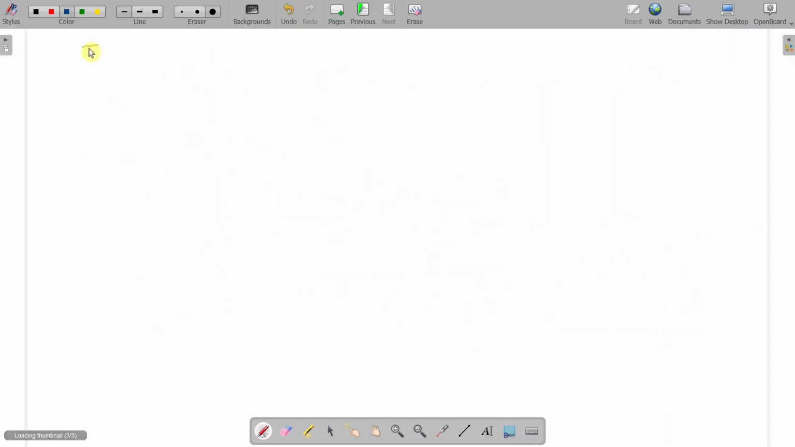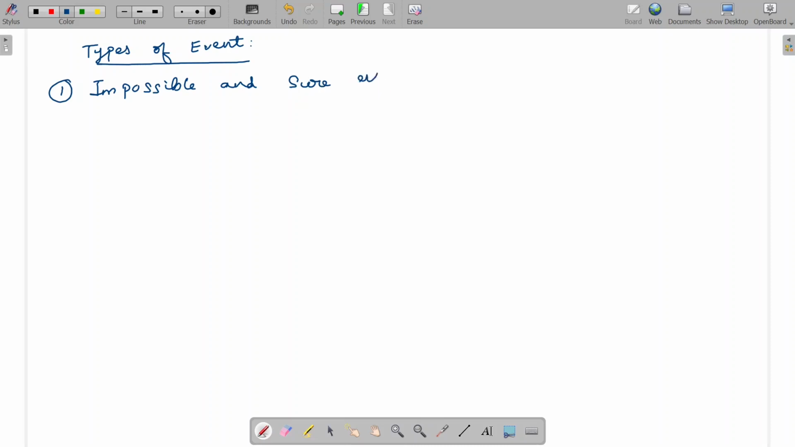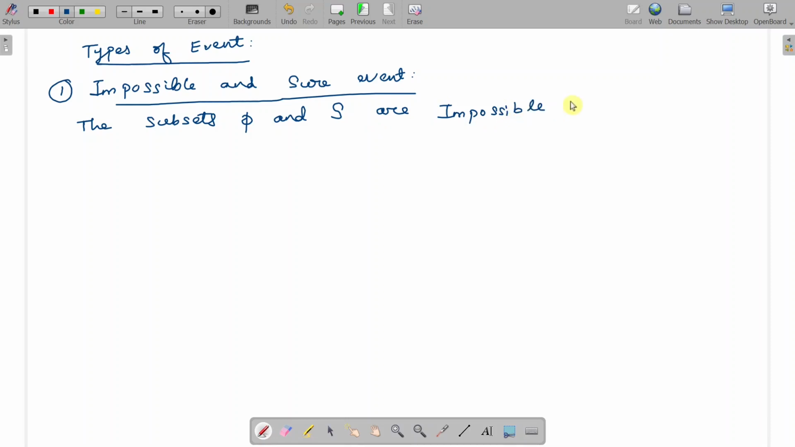Now let us go to the subtopic, types of event. First is impossible and sure event. The subsets, empty set phi and the sample space S, are the impossible event and the sure event respectively.